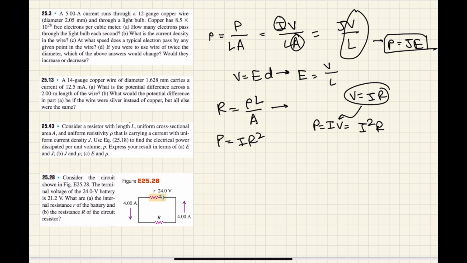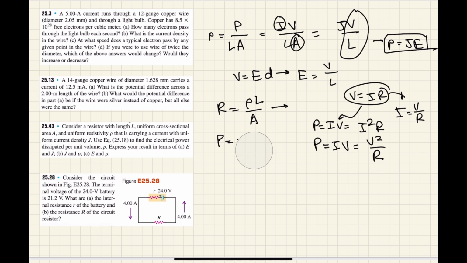Similarly, we have power is equal to IV. And this time you plug in I is equal to V over R. And so you plug that in, V over R times V is V squared over R. Okay, so those are two more forms of Ohm's law that you should know.